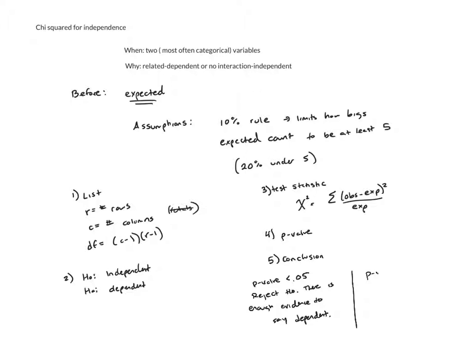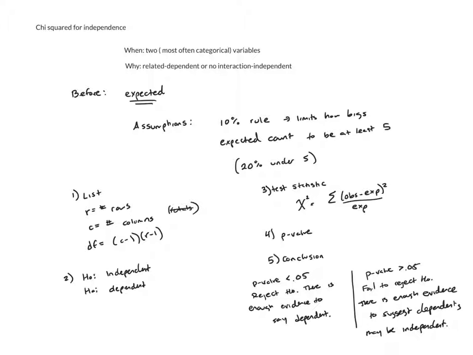The other option is if my p-value is greater than 0.05. This would mean I fail to reject H0. What this is telling me is there is not enough evidence to suggest they're dependent. And we need to be careful here, because what I'm saying is there's not enough evidence to suggest they're dependent. This means they may be independent. In no way do I claim for sure they're independent. I say, okay, can't prove they're dependent, maybe they're independent.